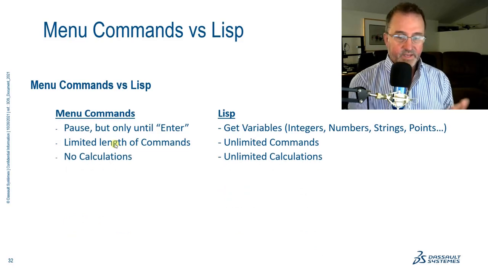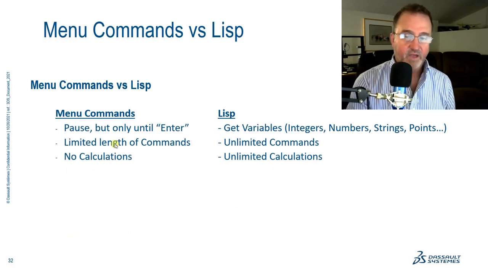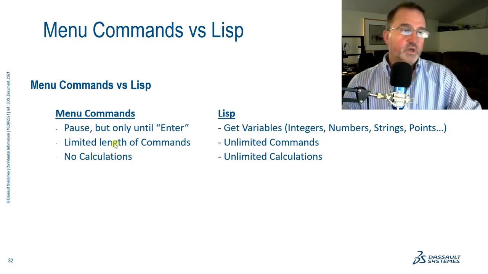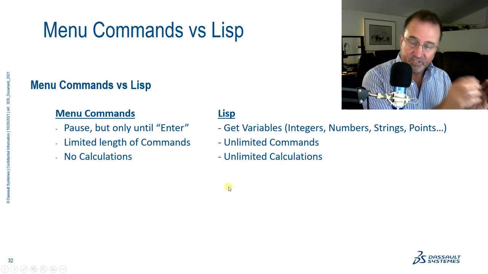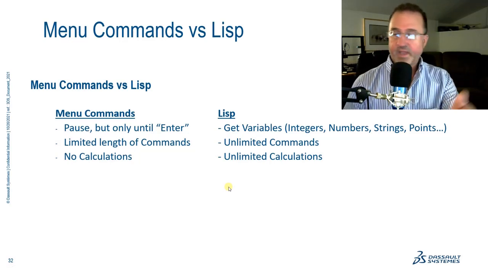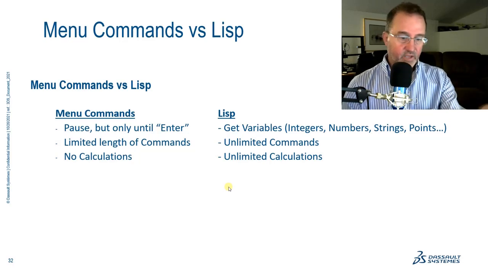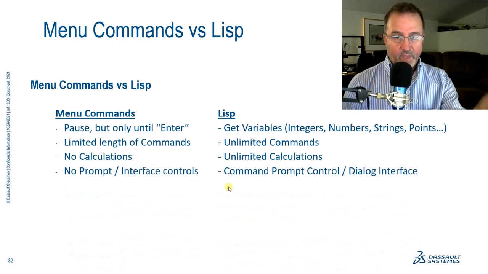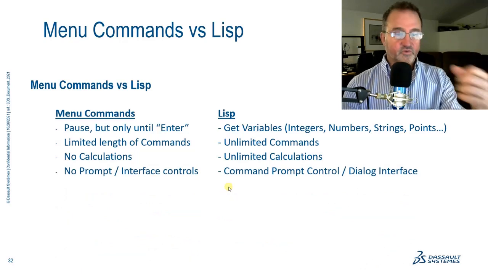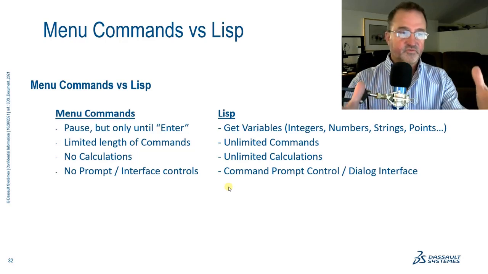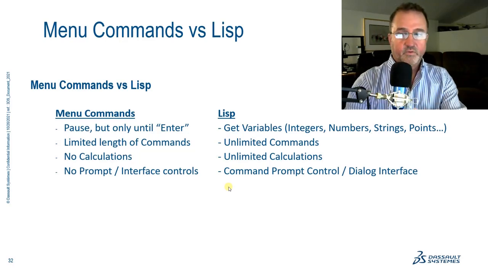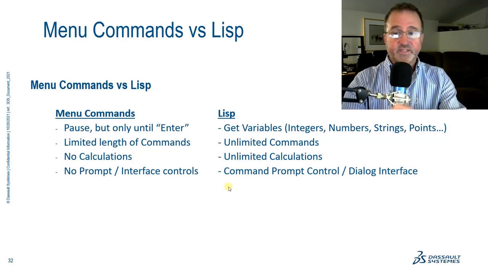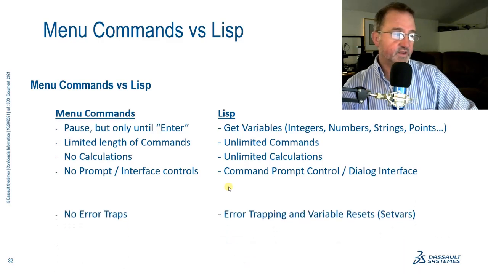Now, with a menu macro, I cannot do any kind of calculation. I can't take any values or variables, calculate a value, and then give a result. I can if I use Lisp inside the macro, but in a Lisp routine, I have unlimited ability to do calculations with numbers and values. Also, in a menu macro, I cannot prompt the user for an interface or a dialogue and say, give me this information, and then I'll continue on with that sequence of events. In a Lisp routine, I can create a dialog box, I can create an interface, I can ask different questions, things of that nature.